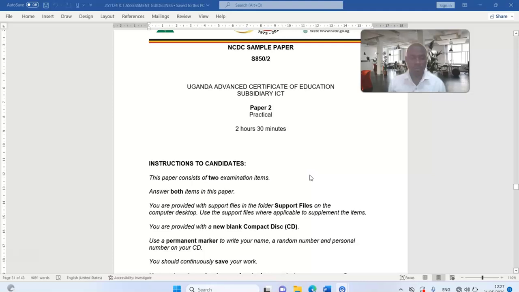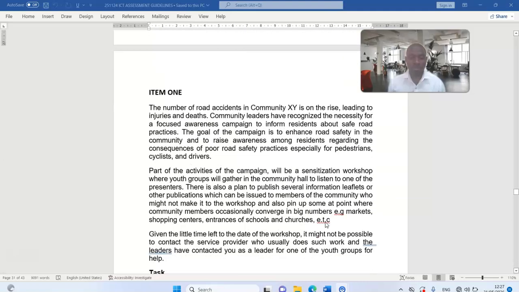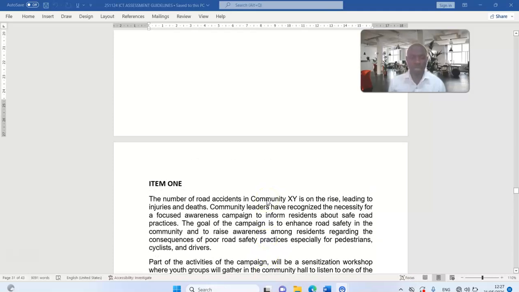This paper, of course, will have 2 examination items, which are compulsory to everyone, and you're supposed to answer all of them. Item 1 generally, they are telling us, will be coming from Construct 1, that is the construct of digital and content creation, which will be assessed under the topics of Microsoft Word document, Microsoft PowerPoint, plus Microsoft Publisher.